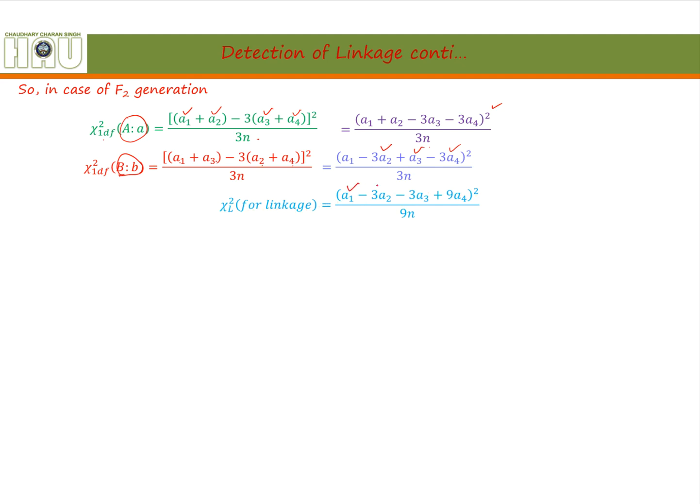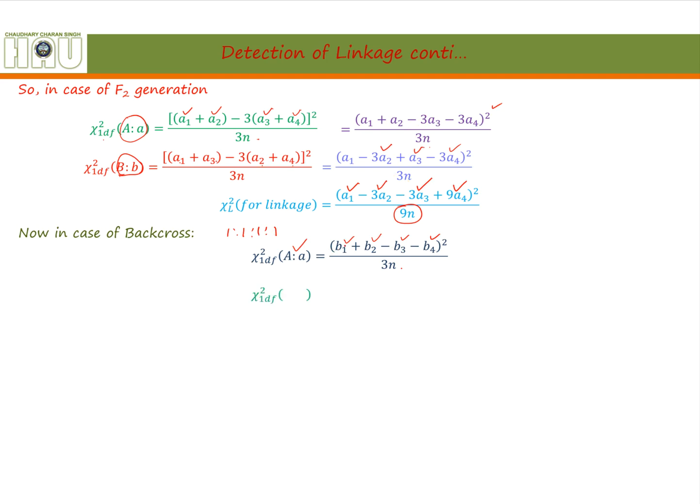A1 minus 3A2 minus 3A3 plus 9A4, its whole square divided by 4n. But in case of back cross, chi-square for this segregation is B1 plus B2 minus B3 minus B4 whole square by 3n, because in back cross our expected ratio is 1 is to 1 is to 1. So these 3, 9, they are replaced with 1.